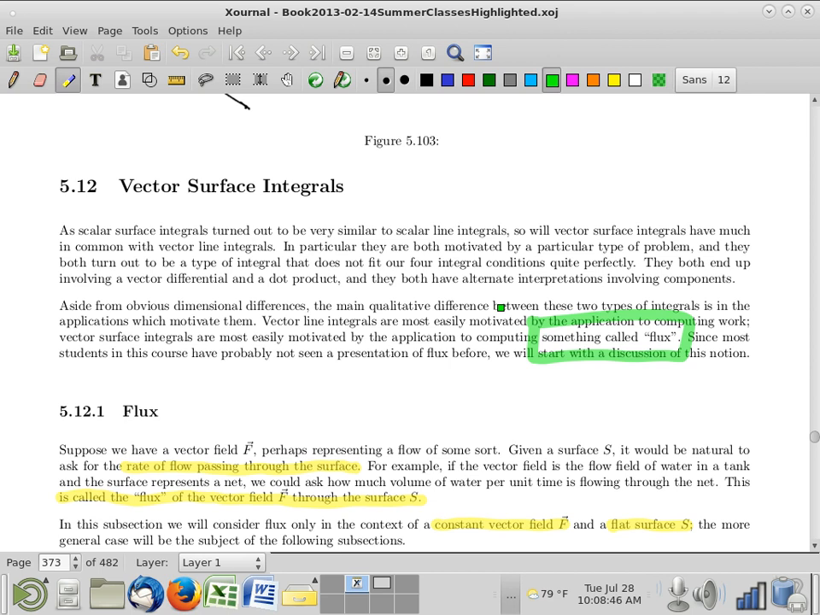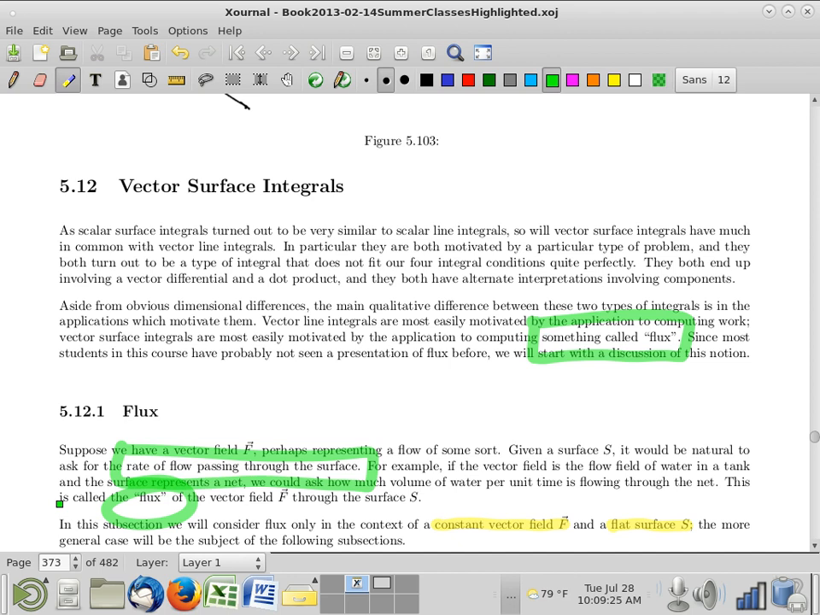So let me give you a brief intro to what flux is. It's kind of a physics concept, but it's very physically natural. And this is going to be the physics question, the answer to which will motivate our new kind of integral. So here it is. It's the rate of fluid flowing through a surface. It's called flux.